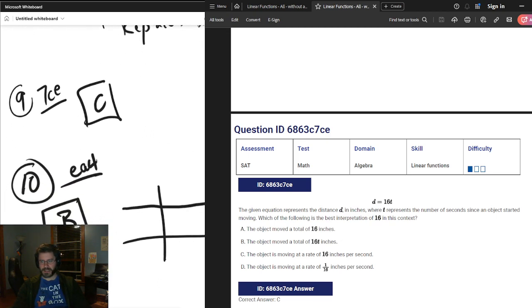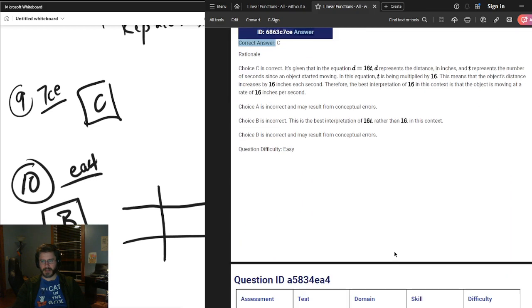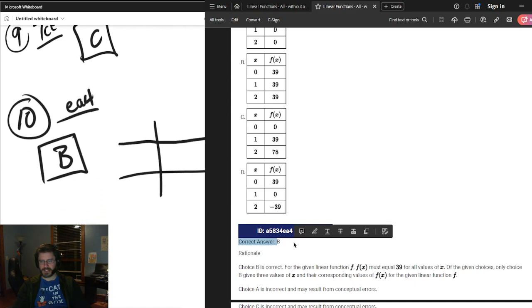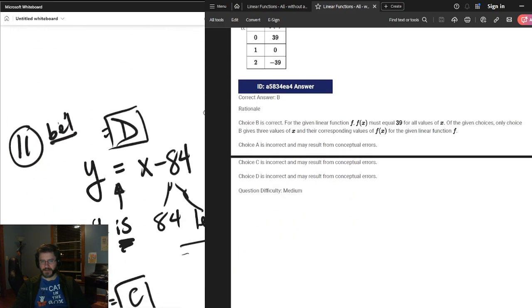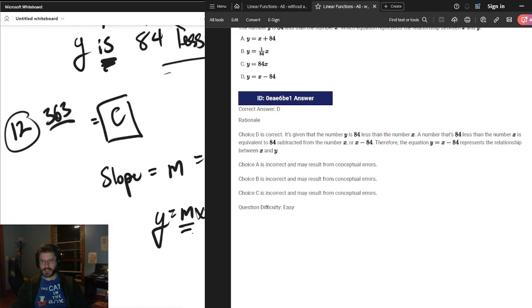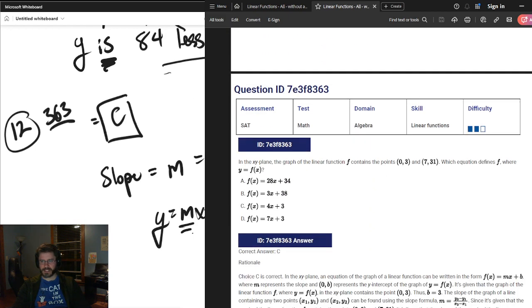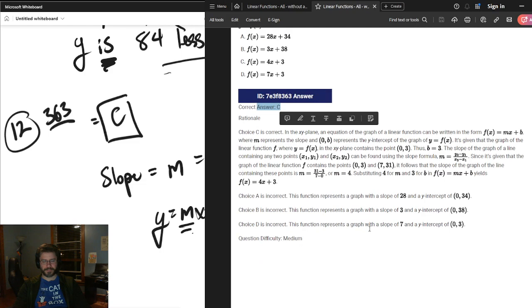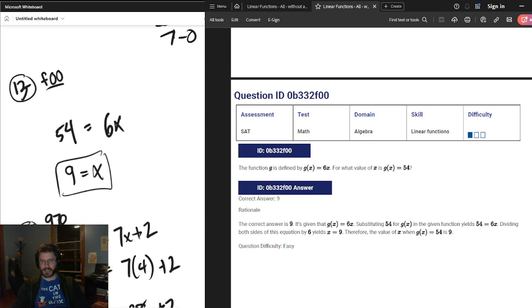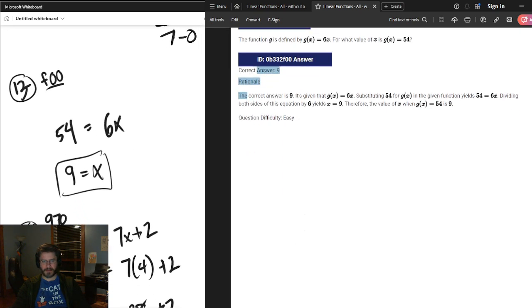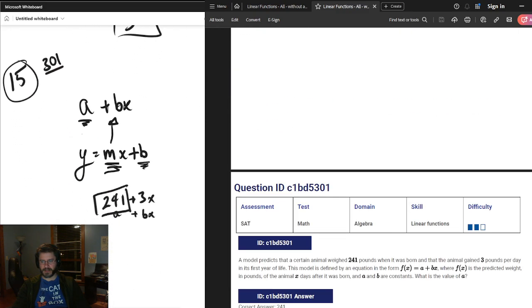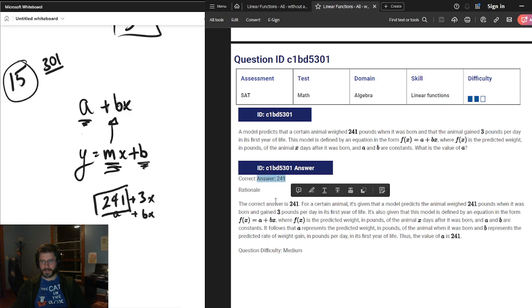7CE, we said C, and indeed it is. EA4, we said B, and indeed it is. BE1, we said D, yep. 363, we said C, yep. F00, said 9, we got that one. 970, we said 30, good. And 241, all right.